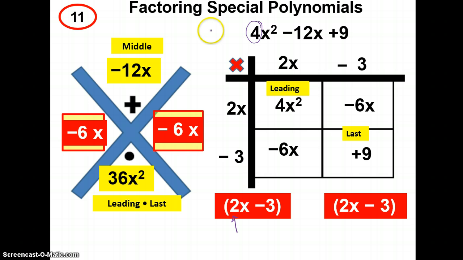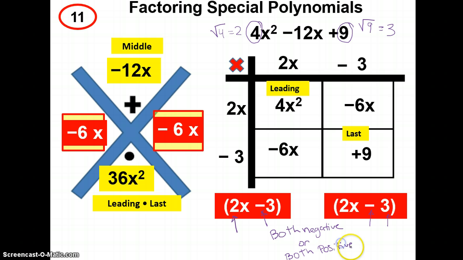Well, 4 can be square rooted, can it? Square root of 4 is 2. What about this 9 here? Can 9 be square rooted? Yes, it can. It comes out to be 3. So this seems very similar to what we saw in the last video. The only thing is, instead of the signs being a negative and a positive, they're either both negative or both positive. Interesting.